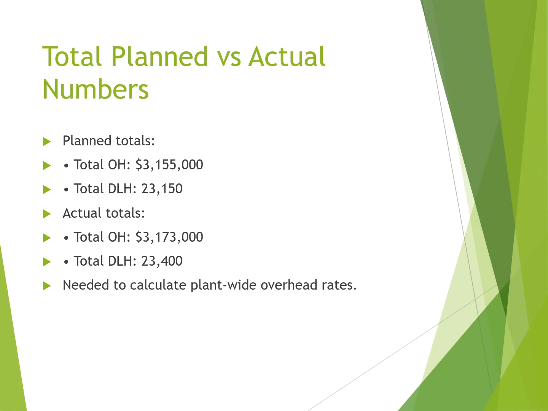Now let's combine everything. Across all departments, total planned overhead is about $3.16 million. Total planned labor hours is 23,150. Actual overhead and actual hours were also close but slightly different. We need these totals to calculate the company-wide overhead rate.